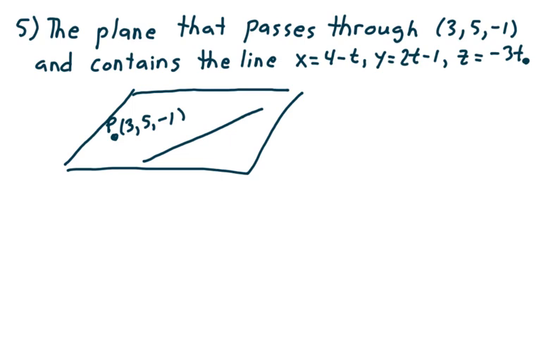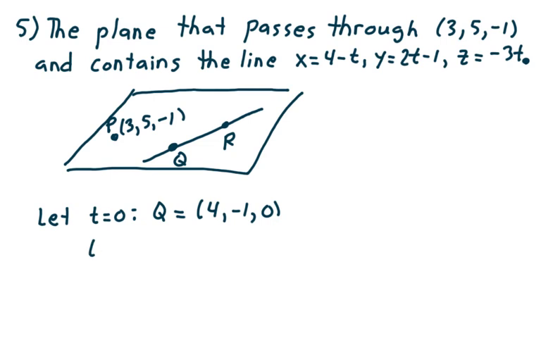If this plane were to contain the line, I claim it must contain 2 points on the line. I'll call those 2 points Q and R. It doesn't matter which points you choose. If it contains the line, it contains 2 points on the line. So I'm going to let t equal 0, that's going to produce Q. So Q is going to be 4, -1, 0. And I'm going to let t equal 1, and then R is going to be the point 3, 1, -3.